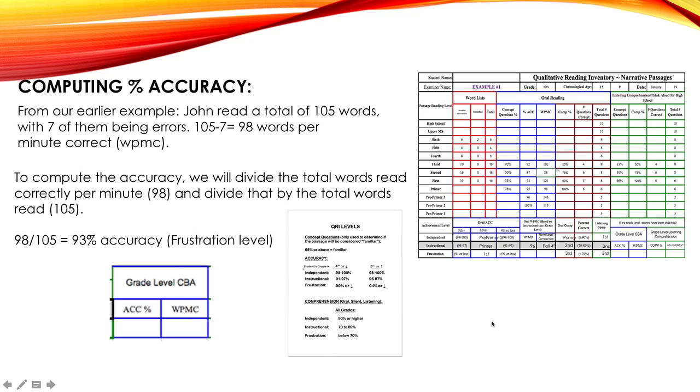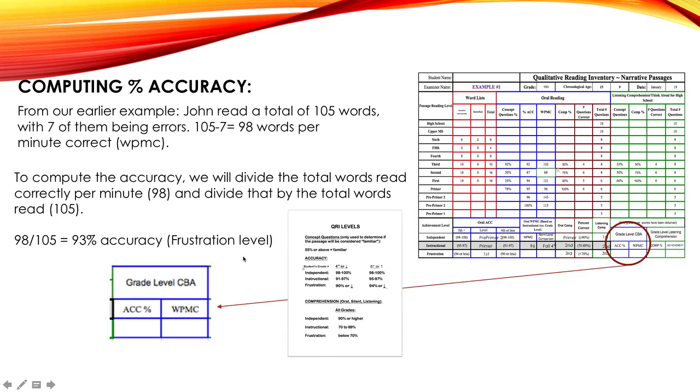The other thing that you're going to do is compute the accuracy, and you've been doing this. So from our earlier example, if you read 105 words, 7 errors, we subtracted and got 98 words per minute correct. To find the accuracy, you're going to divide the total words read correctly per minute, which was that 98, and you're going to divide it by the total words read. Okay, so 98 divided by 105 is 93.33 something or other. So I'm going to round it down to 93% accuracy. And you'll notice that that is frustration.